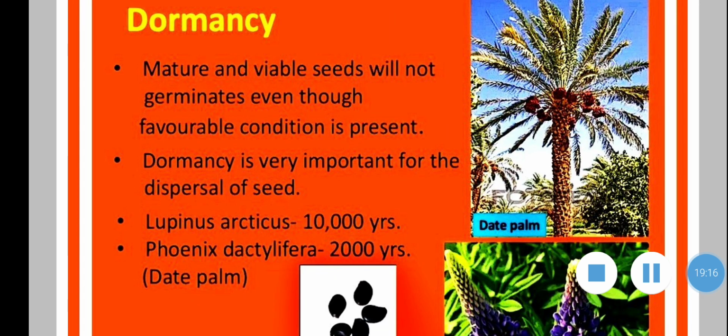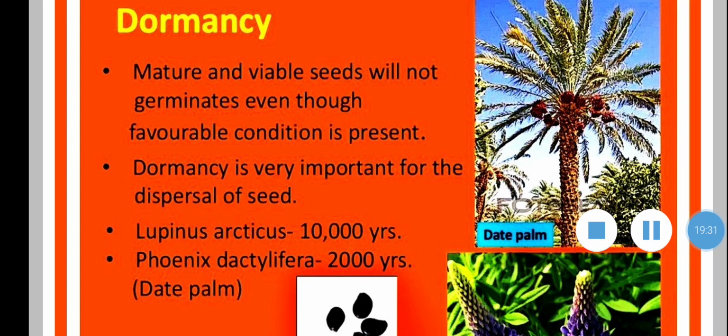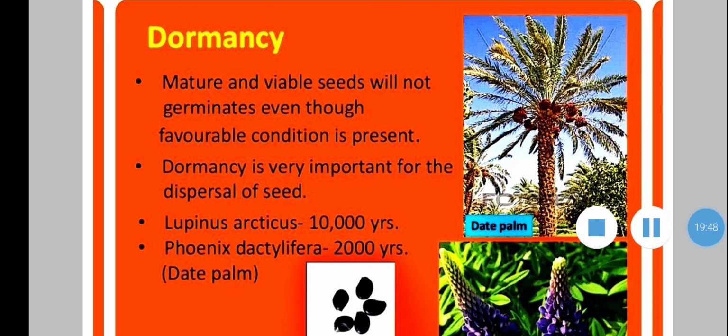Seed dormancy. Mature and viable seeds do not germinate even though favorable conditions are present. Dormancy is very important for the dispersal of seed. Dormancy is a metabolic arrest that facilitates the survival of organisms during adverse environmental conditions, that is, during unfavorable environmental conditions. The structural or physiological adaptive mechanism for survival of a plant is called dormancy. Lupinus arcticus 10,000 years, Phoenix 2,000 years.